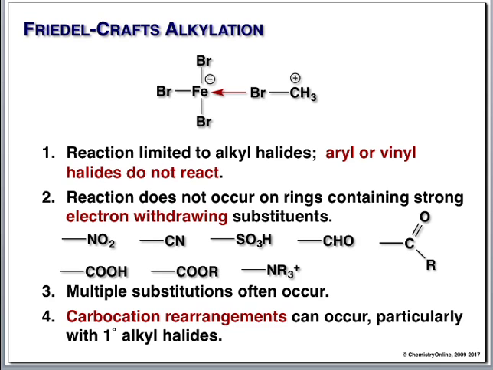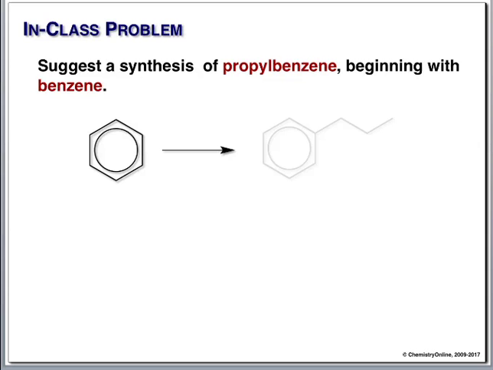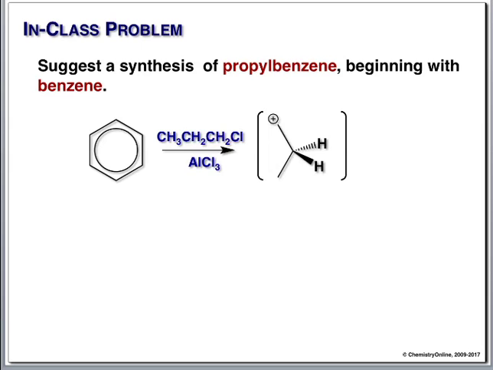Let's say this was exam time, and I asked you to make this. You would all sit back and say, well, okay, starting with benzene, we're going to make propylbenzene. We can do that with a Friedel-Crafts reaction, right? So what you would do, you would react this with propyl chloride, bromide, whatever, and we would make this carbocation. Now think about it. This is a primary carbocation adjacent to a secondary system. Remember 234? That doesn't work, does it?